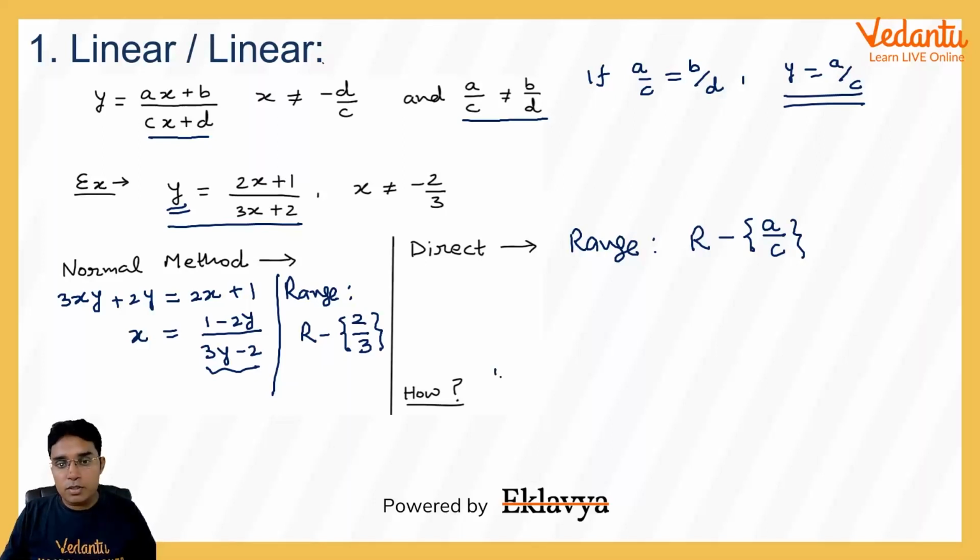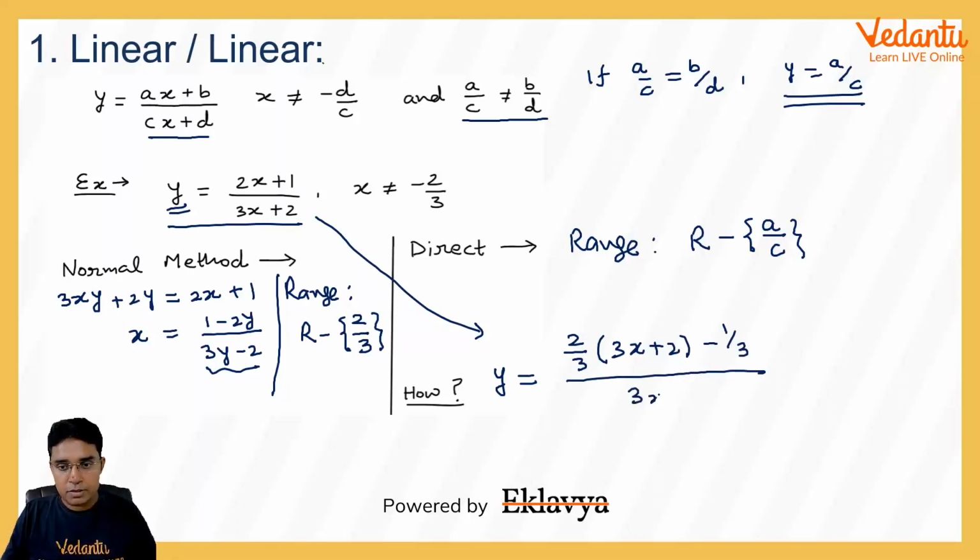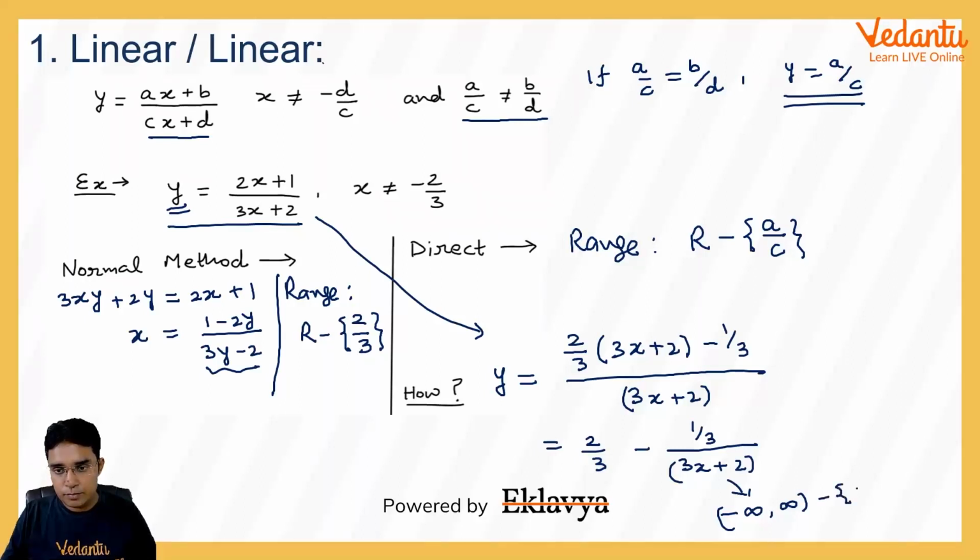It is so because you may write this example like this: taking 2 by 3 common, you can write it as (3x plus 2 minus 1 upon 3) whole divided by (3x plus 2). And then we get 2 by 3 minus (1 by 3) whole divided by (3x plus 2). Now, this 3x plus 2 can take all real values from minus infinity to plus infinity except 0.